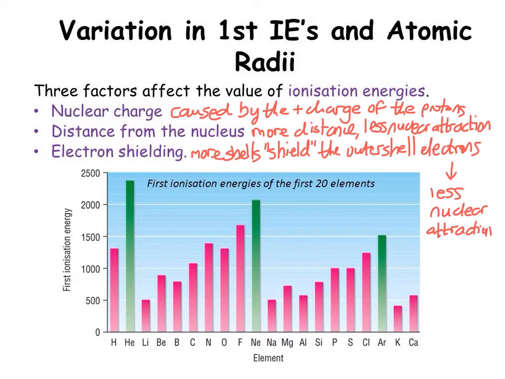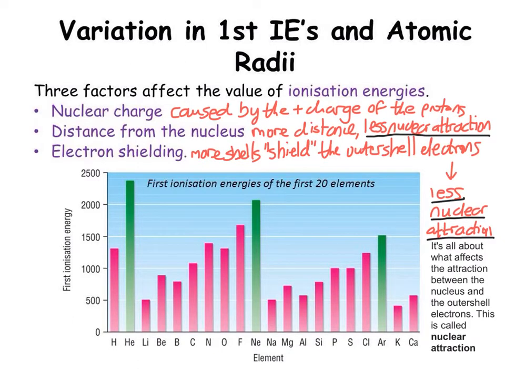So what's really important to be aware of is how to word this. You're always trying to talk about the level of nuclear attraction between outer shell electrons and the nucleus. So nuclear attraction is a very important term to be using when you're describing ionisation energy and the factors that affect it, because essentially it's the nuclear attraction that controls whether the electrons can be removed or not. The stronger the nuclear attraction, the harder it's going to be.